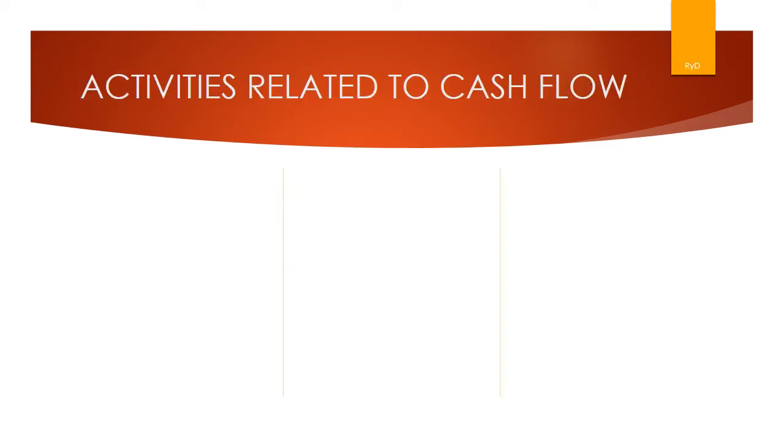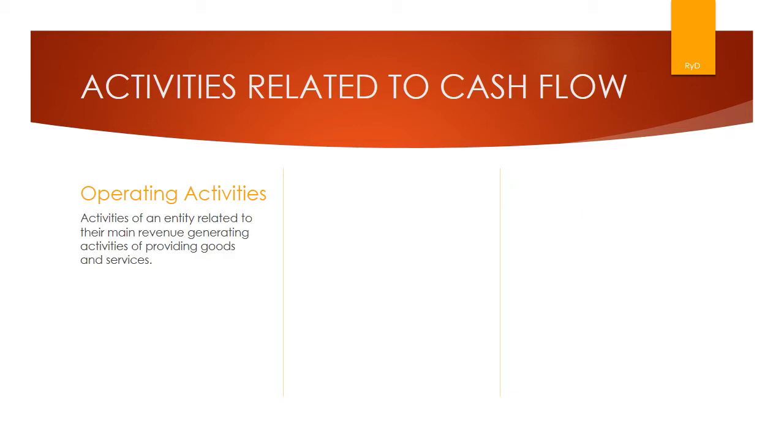So, class, we have three activities related to our statement of cash flows. So, we have operating activities, investing activities, and financing activities. So, when we say operating activities, these are the activities of an entity related to their main revenue generating activities of providing goods and services. So, basically, class, mao ni ang mga activities nga gibuhat ni company para maka-earn og profit.